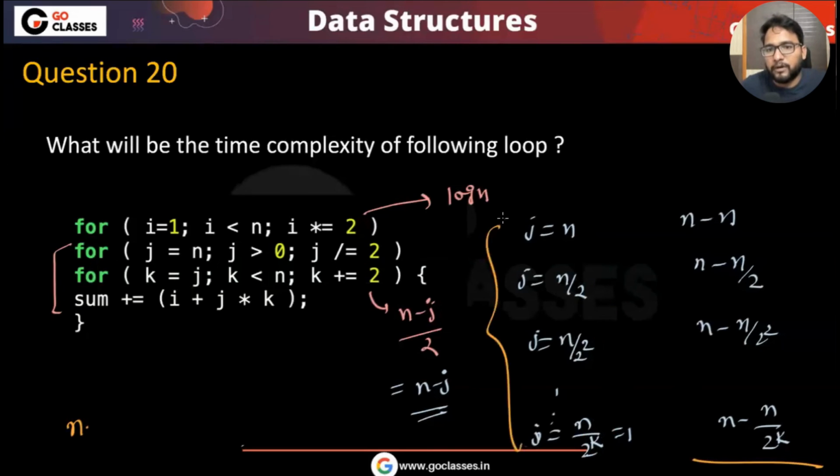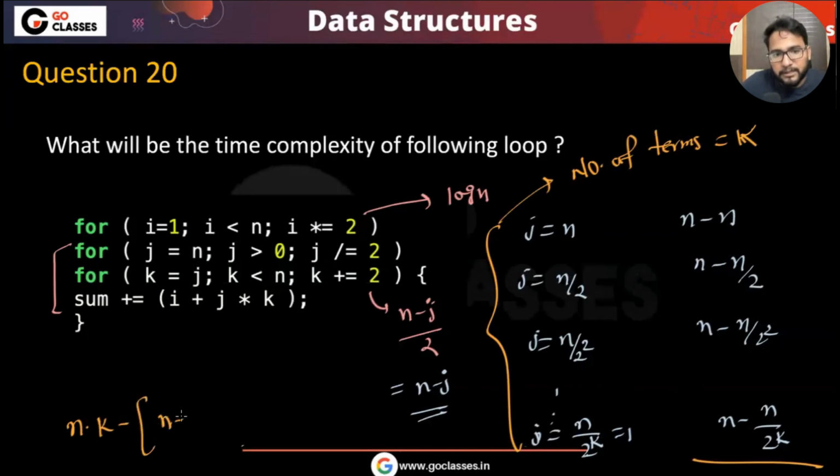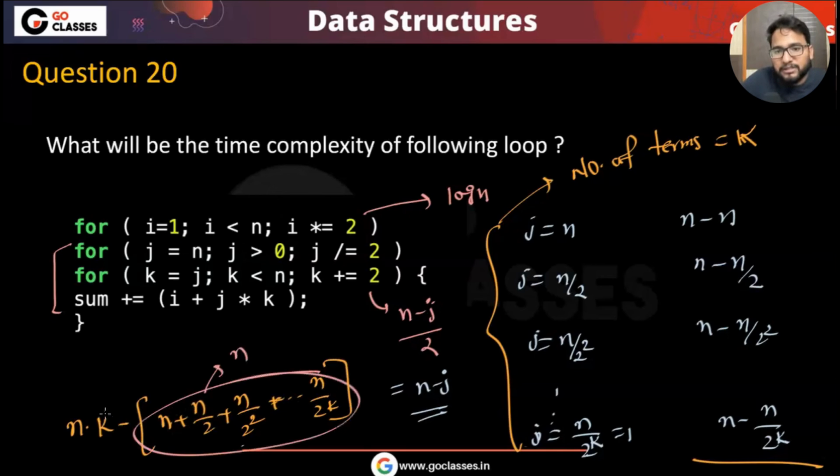So here the number of terms equal to k, or k plus 1 does not matter. So let's just take it k. So n into the number of terms, k, minus this. If you take minus common, then this will be the summation. Then it is n plus n by 2 plus n by 2 square, like that, up to n by 2 power k. Since it is a decreasing GP, the whole thing is just n. And then finally you can say it is nk minus n.